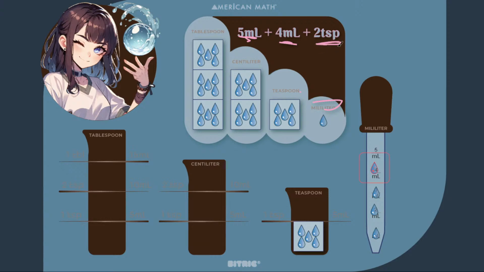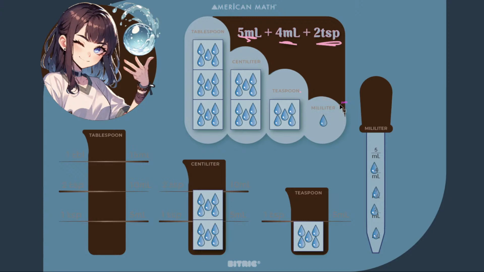Now we have 2 teaspoons. So we know 2 teaspoons, quick shortcut, is just a centiliter. So what we'll do is we'll go over and drag out our centiliter into the centiliter beaker. Boom. So now we have that. But we're not done, of course.